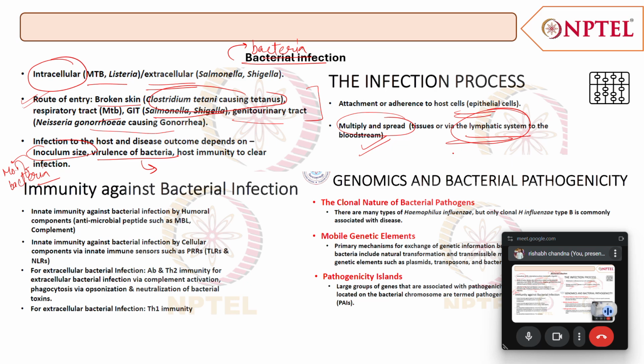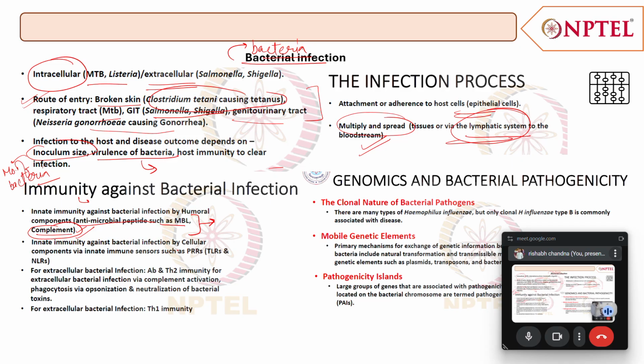Okay, the immunity against bacterial infection, how does the human body actually cope with the bacterial infection? So, innate immunity against bacterial infection has humoral components. That means antimicrobial peptides such as MBL, mannose binding lectin, and the complement system. So, this is the part of the innate immunity in which the complement system basically helps in preventing the bacterial infection.